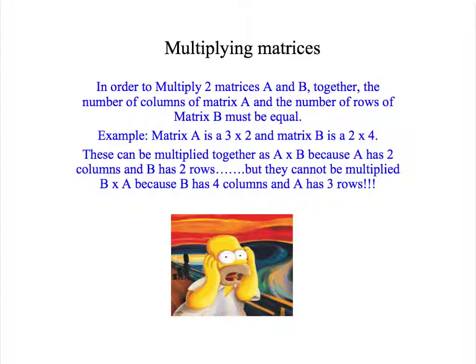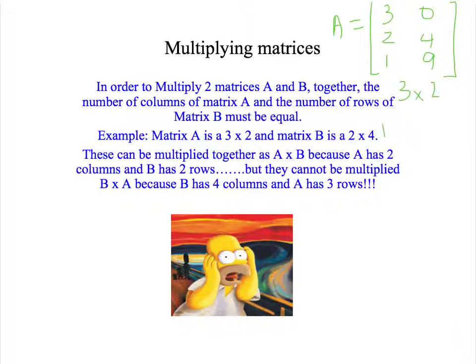So, the rule, in order to multiply two matrices together, matrix A times matrix B, the number of columns of matrix A and the number of rows of matrix B must be equal. So let's take an example. We have matrix A, and if I say matrix A is a 3 by 2, that means it's got 3 rows, 2 columns. So 3 rows, let's make them 3, 2, 1, 0, 4, 9. Okay, so matrix A is a 3 by 2.